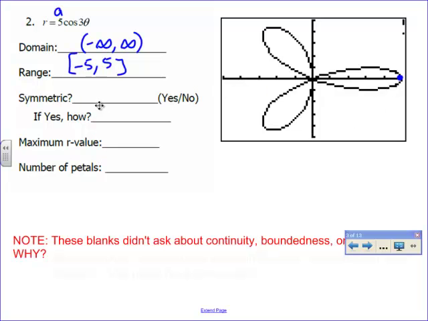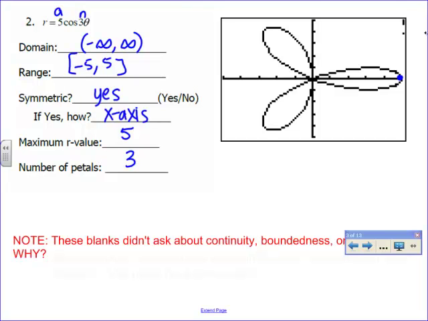Is it symmetric? This one does appear to be, but not in nearly as many ways as number 1. It does appear to be symmetric about the x-axis, which we know is true because your n is odd, but you are dealing with cosine. So when n is odd, it's symmetric about one of the axes, and since it's cosine, it's going to be the x-axis. Maximum R value comes from your maximum value in the range, 5, and you can see from the picture there are 3 petals, or you can use your equation.